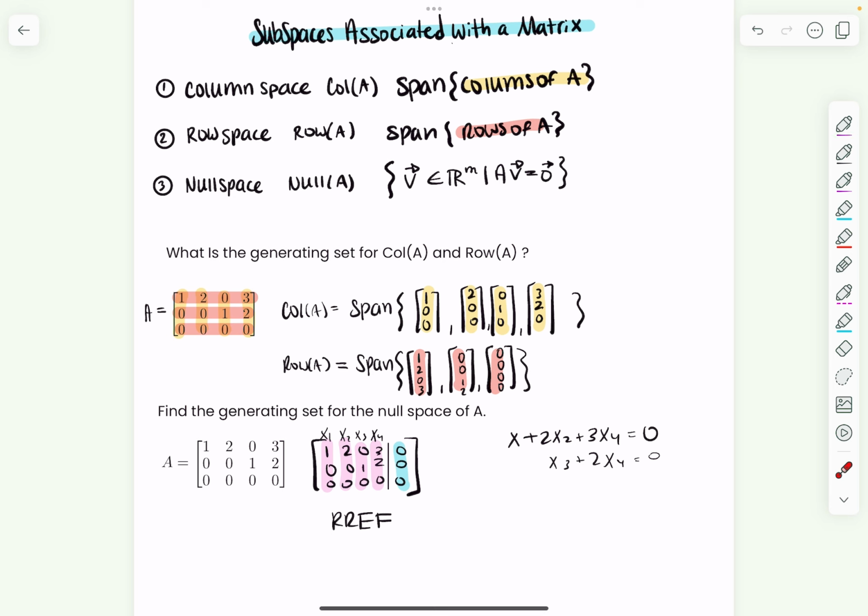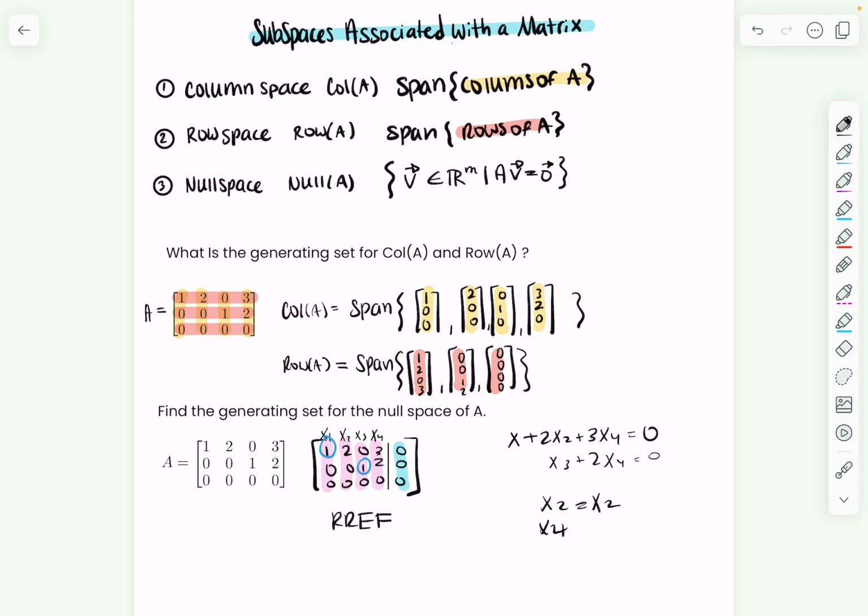So which are your free variables? Well, they are the variables associated with the columns that did not have pivots. So remember that your pivot positions are your leading entries in reduced row echelon form. So that's this one, and then over here that's this one. And over here there weren't any leading entries because everything is 0. Remember that the leading entry is the first number that you see in each row that's not 0. Then those columns that don't have pivot positions, their associated variables are what we call free variables. So that's x2 and x4.